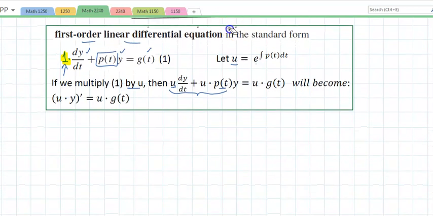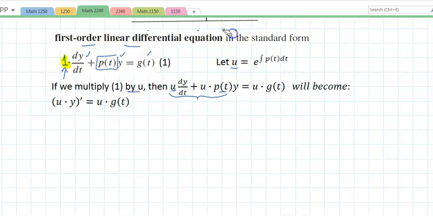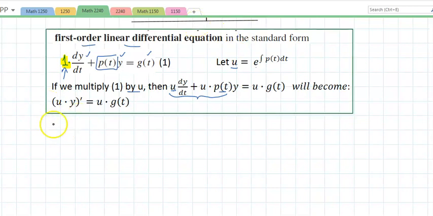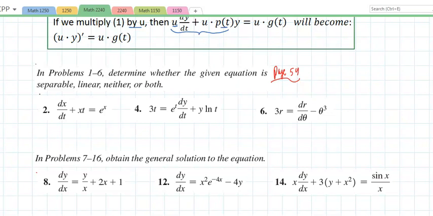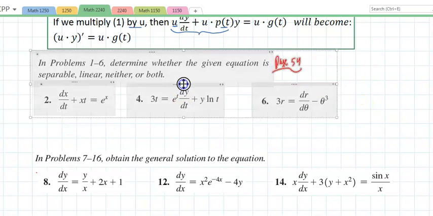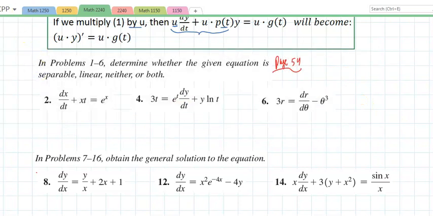So if I look at some problems in the book, on page 54, we're looking at the first set of problems. It says, determine whether the given equation is separable, linear, neither, or both. Well, let's see. Is this separable? This is a function in terms of t. So if I look at that, I can't separate this. So this is not separable.